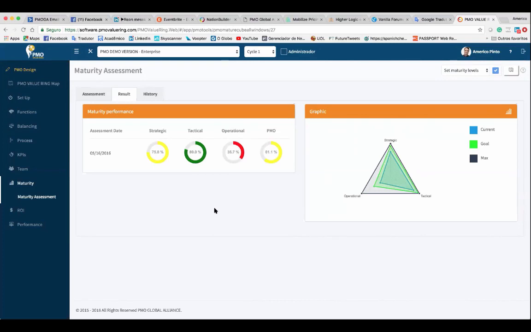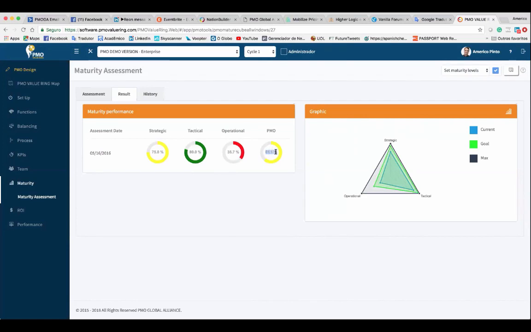Is the idea clear? Again, I don't need to leave operational functions to start strategic functions. I can provide both, no problem, okay? The PMO maturity is an average of strategic, tactical, and operational maturity, right?